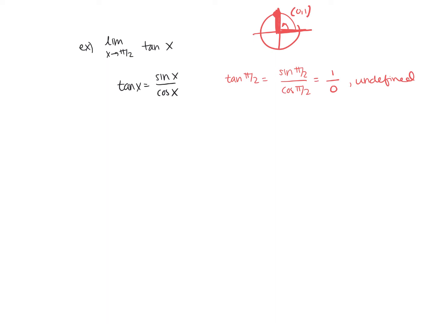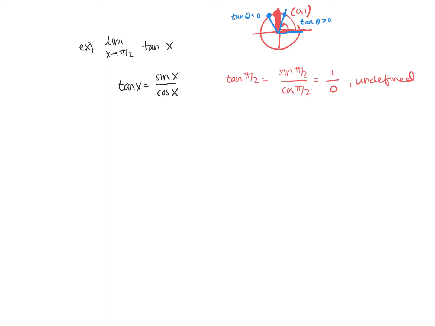Now, we just want the limit as x approaches pi over 2. If we choose an angle slightly less than pi over 2, we'll get x and y values for that point that are positive. And so everywhere in this quadrant, the tangent is positive. But if we pick an angle slightly bigger than pi over 2, here x is negative and y is positive. And in this quadrant, the tangent function will be negative.